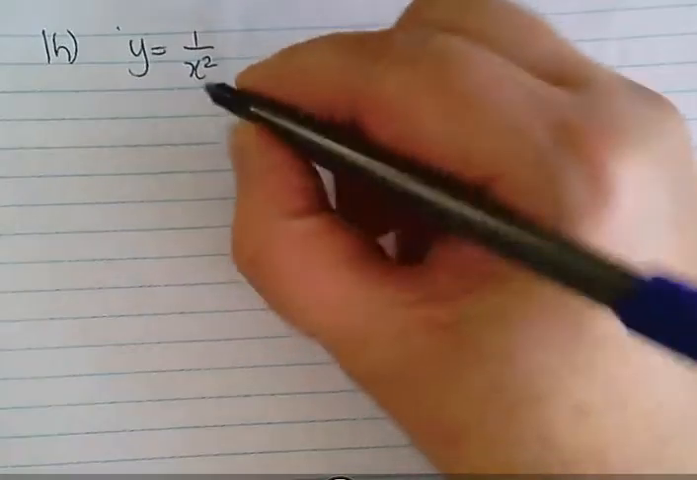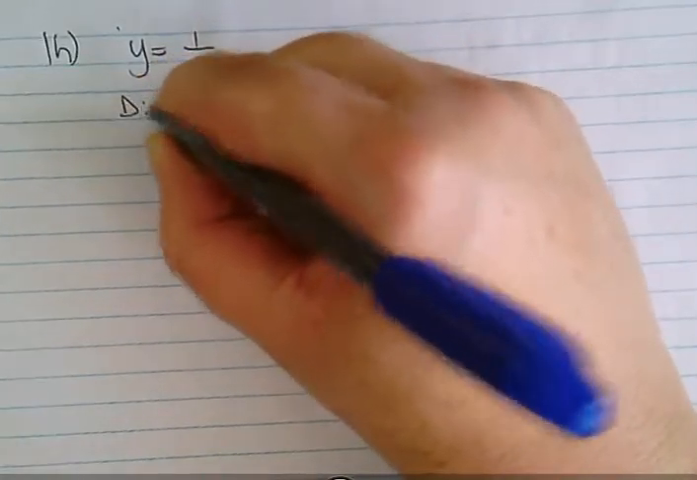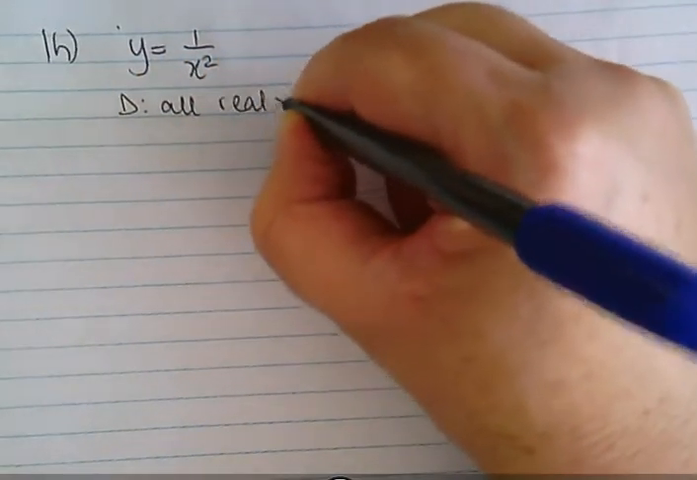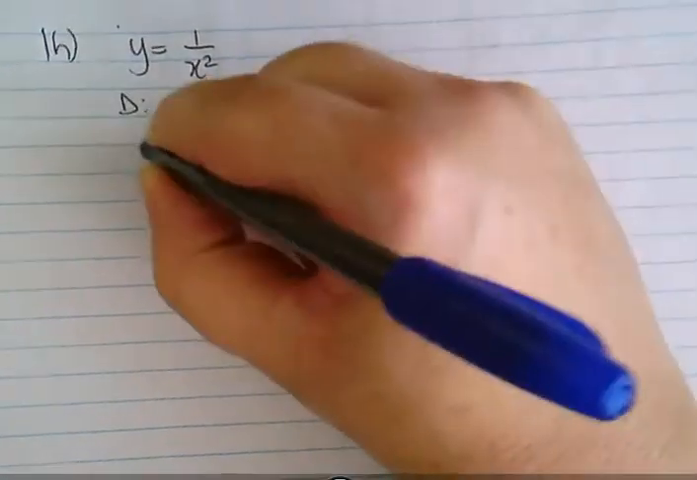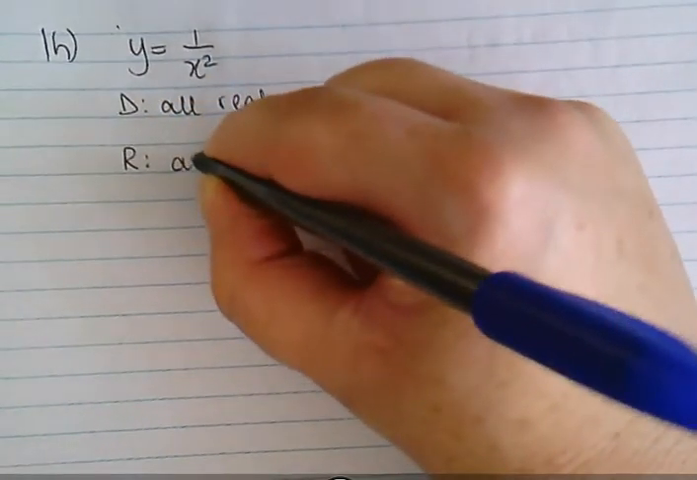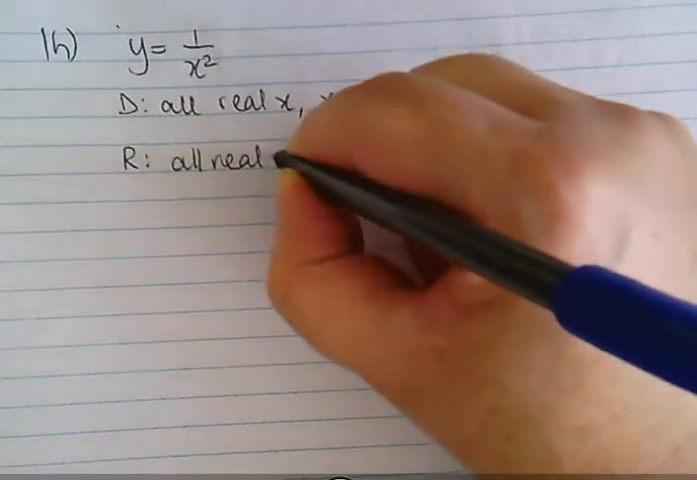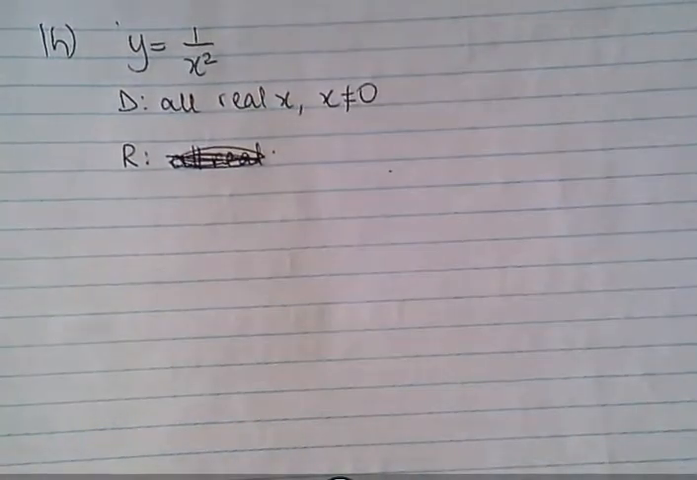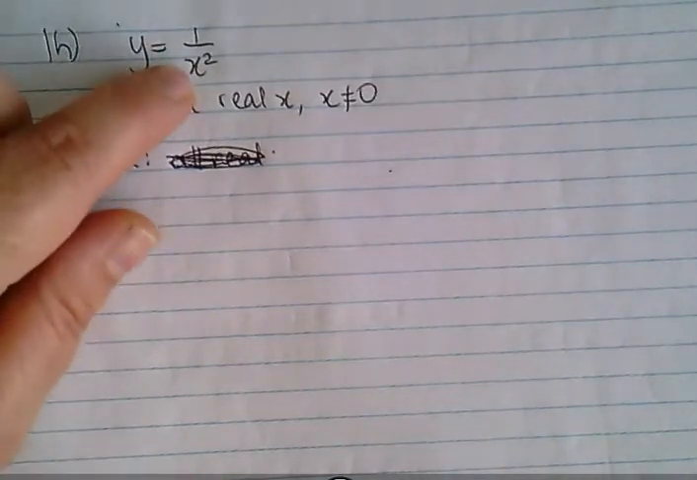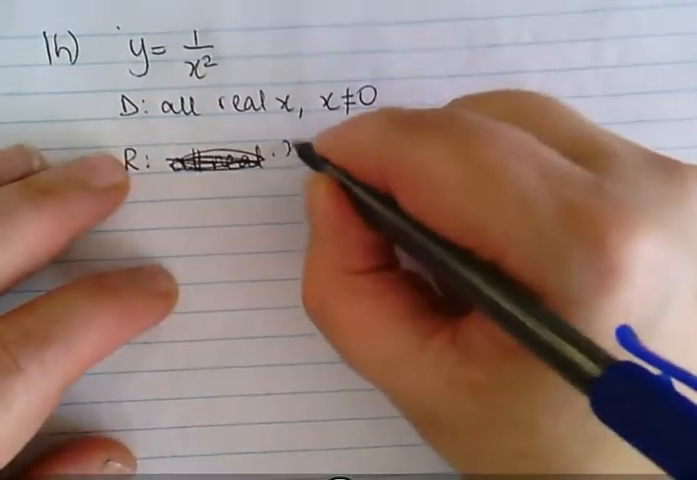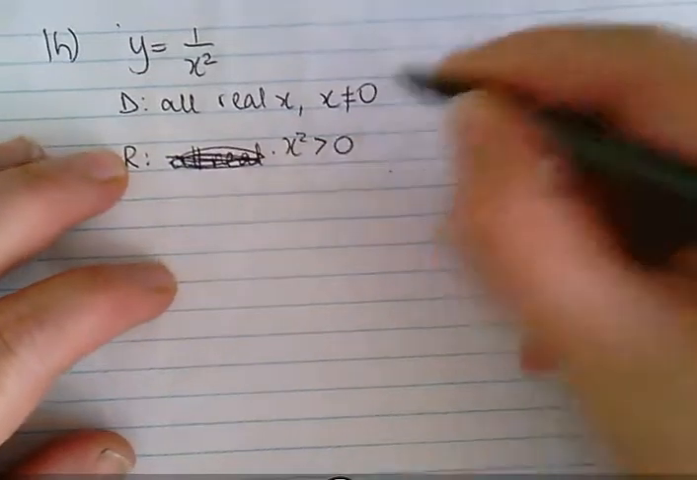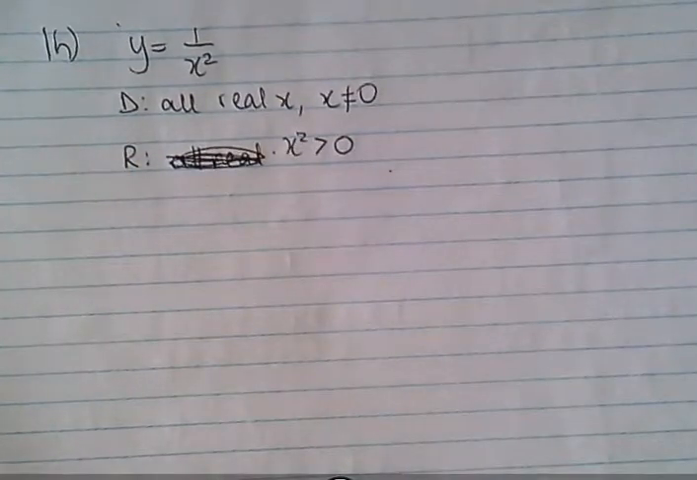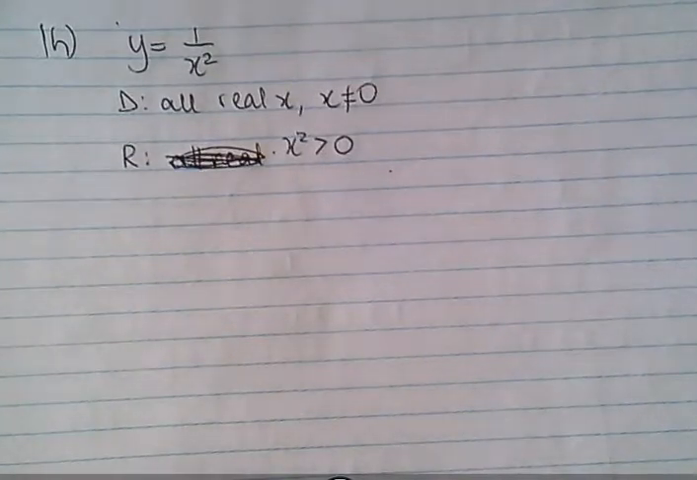Tell me what x can't be. 0. So domain, we're thinking all real x. X can't equal 0. What about the range? Yes, very good. X squared, so what sort of y values could we have? Well, x squared is always positive. So I'm going to go x squared has to be greater than 0, can't equal 0 as well. Do you see that? You're not allowed to do 1 divided by 0.